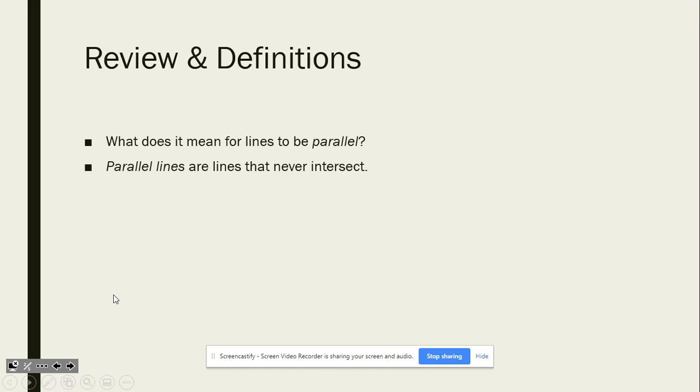If you think of an example in real life, think about railroad tracks and how the tracks, the one side will never intersect with the other.